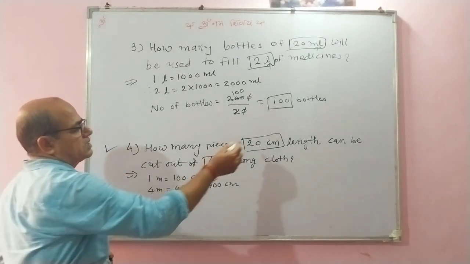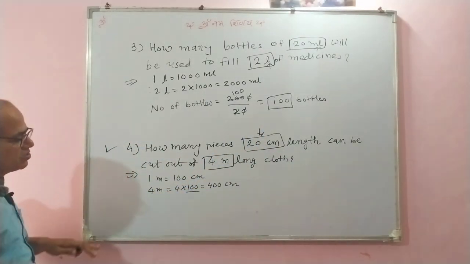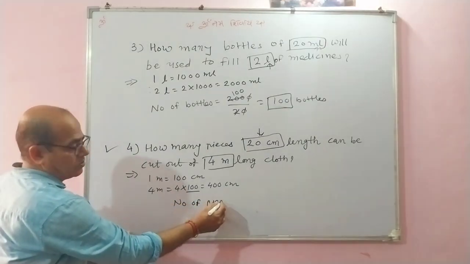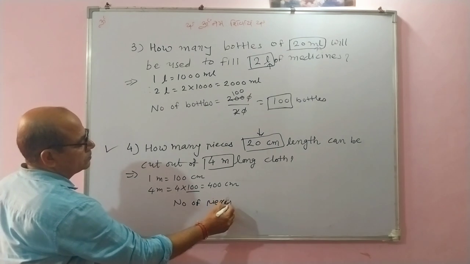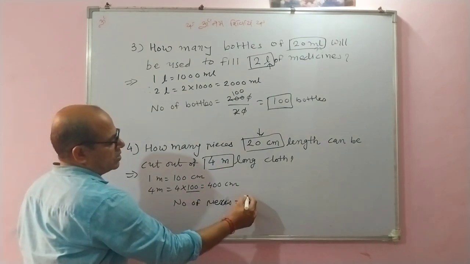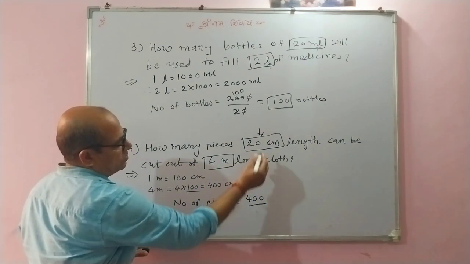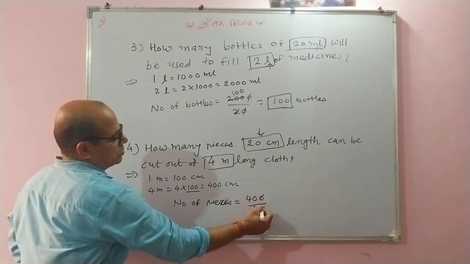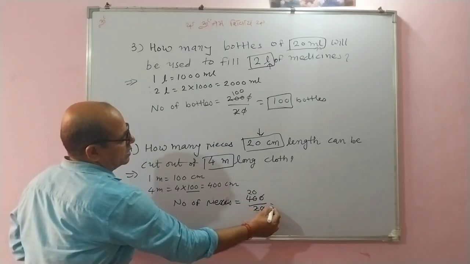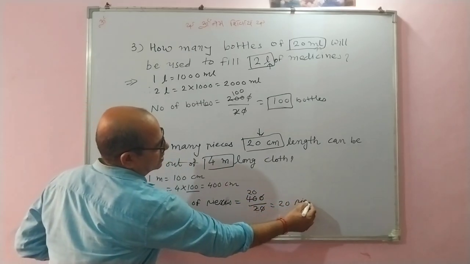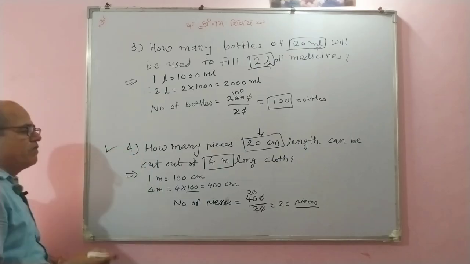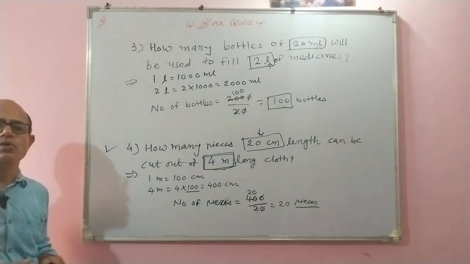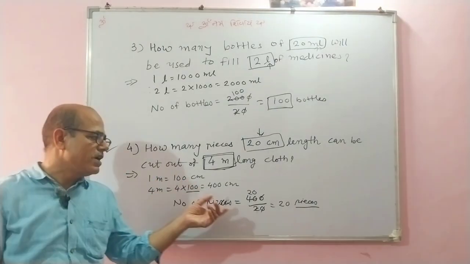Now the piece length is given here, right? So now the number of pieces is equal to the total length, 400 centimeter, divided by the length of a piece, 20. So 20 pieces can be made from 4 meter length of cloth. Okay, from a 4 meter long cloth you can make 20 pieces.